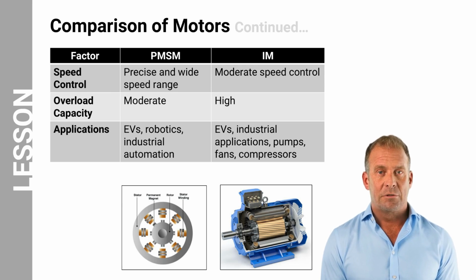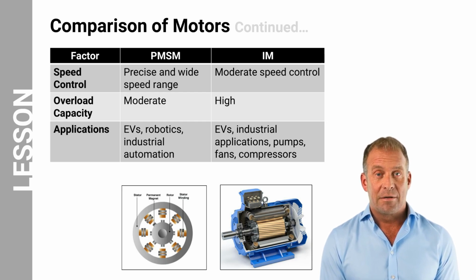PMSMs offer precise speed control over a wide range. They have moderate overload capacity and are commonly used in applications that require high performance, such as electric vehicles, robotics, and industrial automation. Induction motors have moderate speed control capabilities.